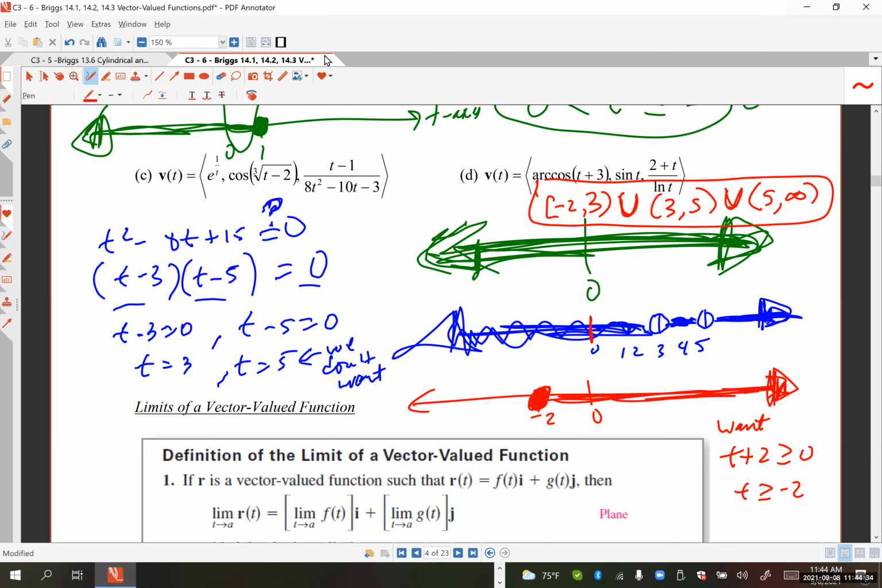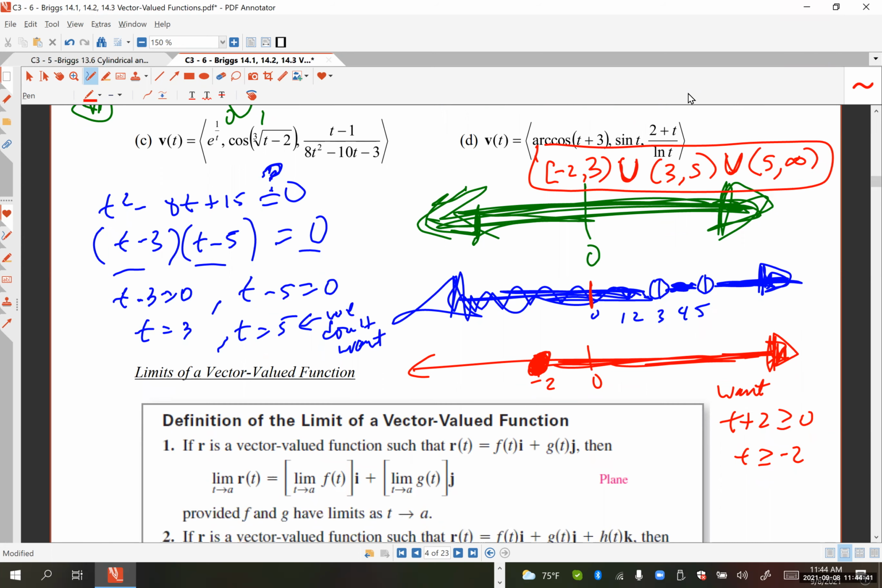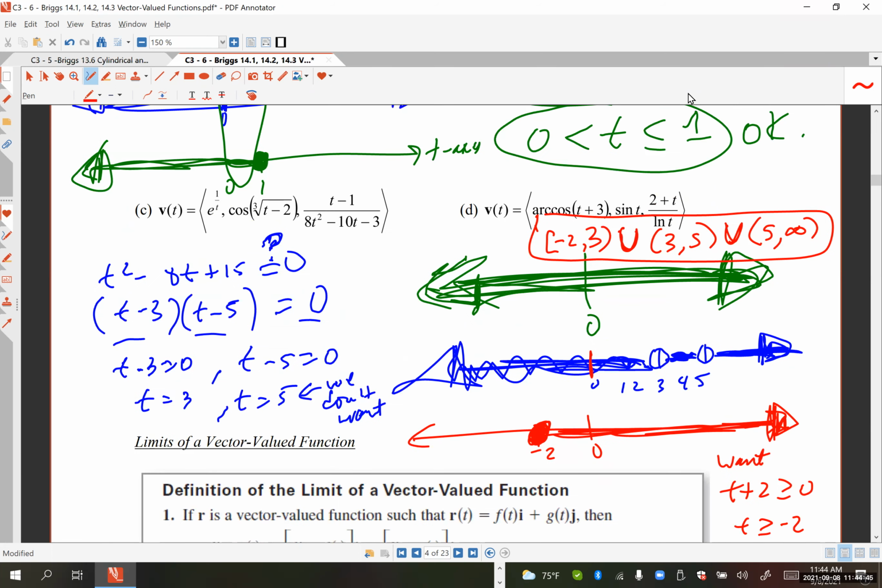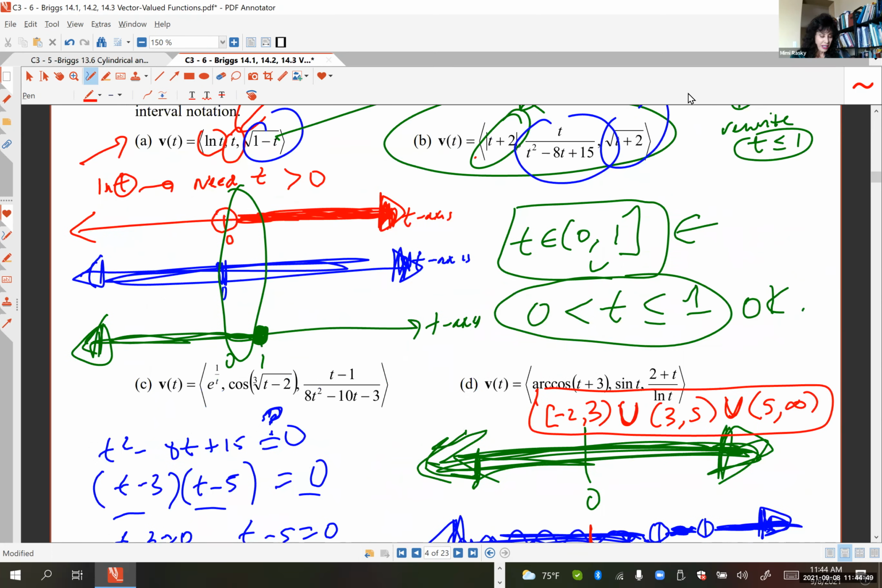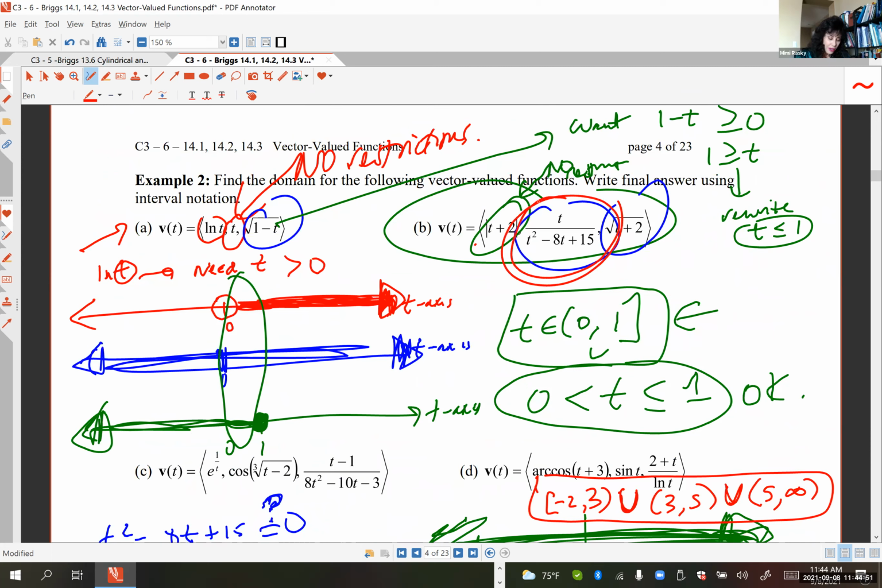Wait, why did you change the sign of 2 again? Why did I change what? In the y component. Yeah, y component. Oh, no, I'm sorry. I must be mistaken. I was looking at C. Oh, we haven't done that one yet. I'll save that till next time.